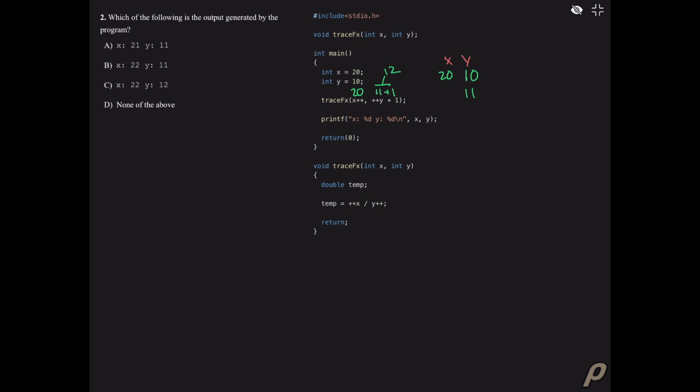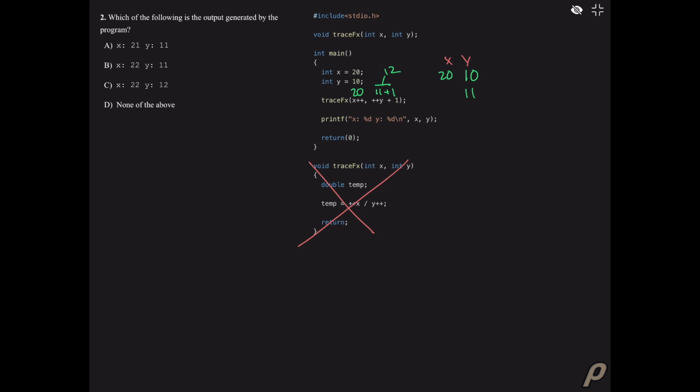And since we're not returning anything, that means that this function pretty much is useless and is not doing anything for us, as it's just a void function. So that means we already have the values of our x and y. So after this tracefx gets executed, we could trace through it, but since it has no impact on the program, there's no point in wasting time on the exam trying to trace through it.